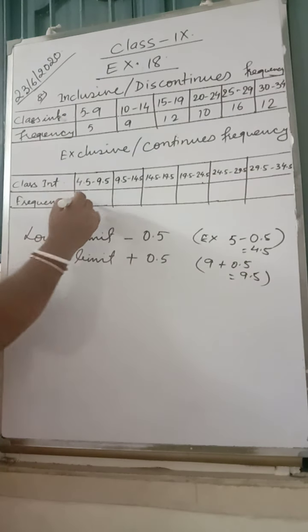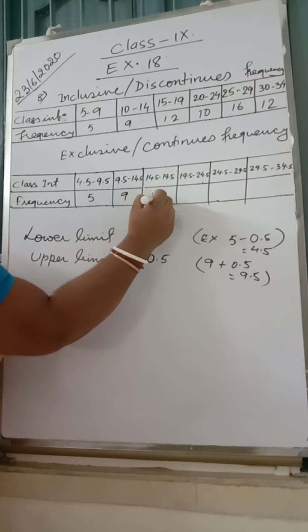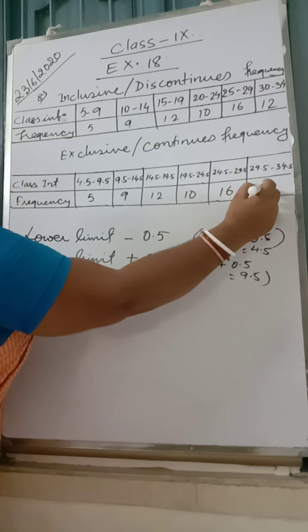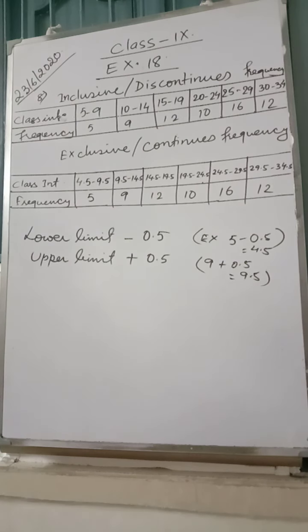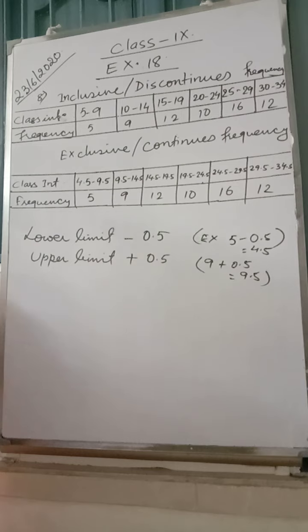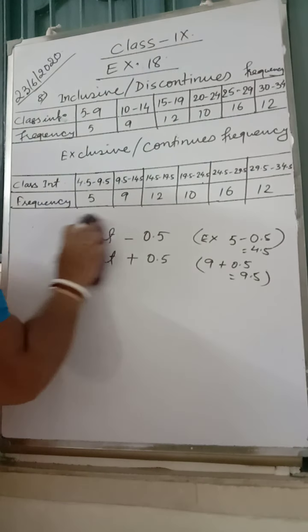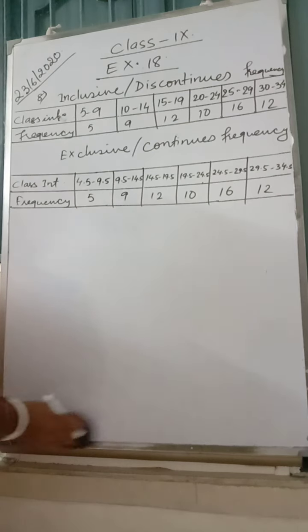Now we will write the frequencies as they are: 5, 9, 12, 10, 16 and 12. This is the first thing we have to do, in the ruling sheet of your graph copy, the sheet which is provided next to the graph sheet. First you write this, then we will draw the histogram. Clear? Hope it is done. Now I am going to draw the histogram.